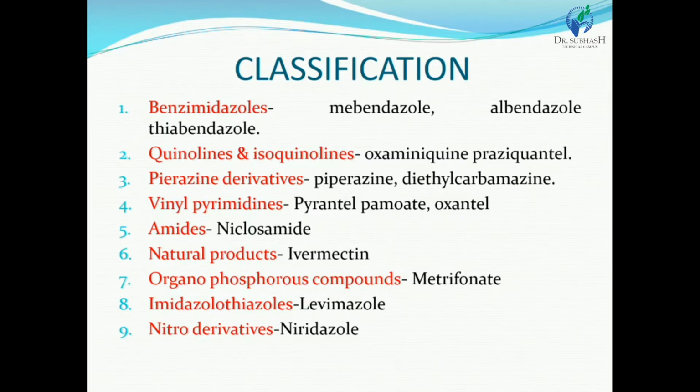Sixth, that is natural products, like ivermectin. Seventh, organophosphorus compounds, that is metrifonate. Eighth, imidazothiazoles, that is levamisole. And ninth category, nitro derivatives like niridazole. This classification is taken from the KD Tripathi 6th edition.